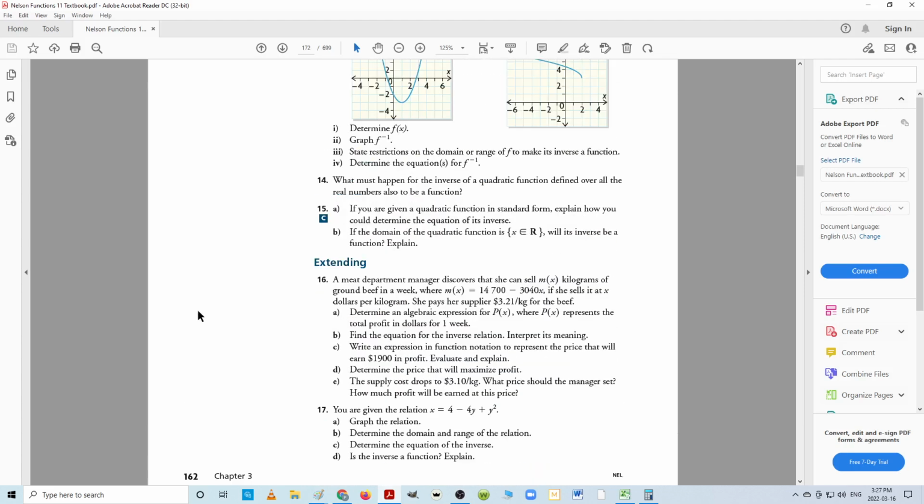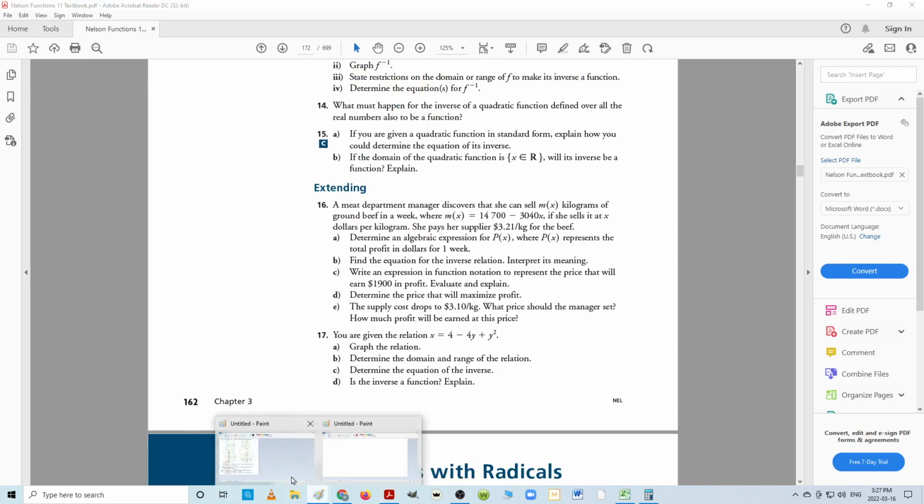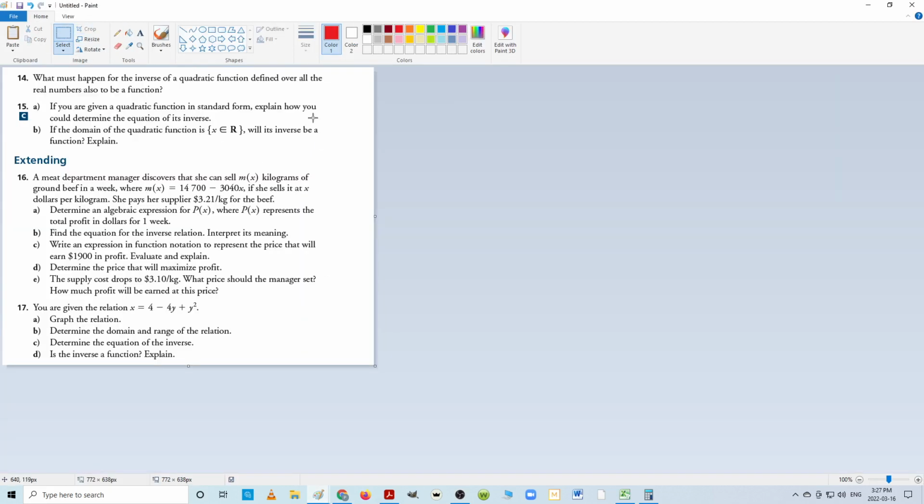14, 15, 16. Do I have time for this? Oh, I have time for 14 and 15. And then I might have to stop. So we're going to do crop, and we're going to grab 14 and 15.